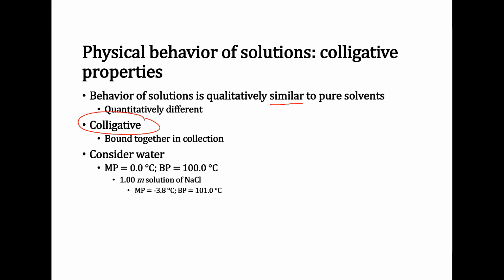So for instance, we talked about salt water. Well, pure water has a freezing point of 0 degrees Celsius and a boiling point of 100 degrees Celsius. Now, if we have a 1 molal solution, and you'll want to note that this is molality, not molarity, of sodium chloride, the freezing point is decreased to negative 3.8 degrees Celsius, and the boiling point is increased to 101 degrees Celsius. As we go on, we're going to explore this relationship.